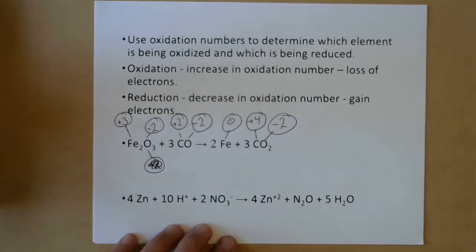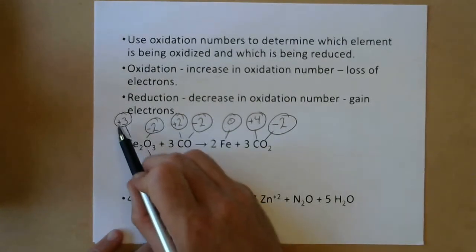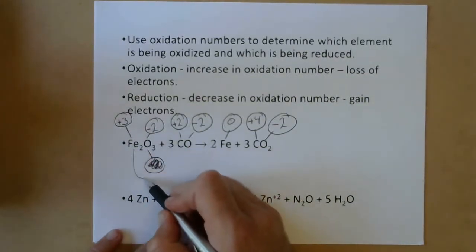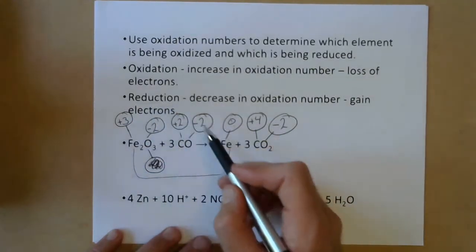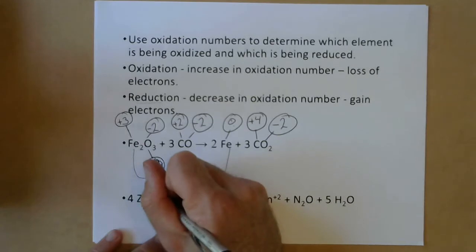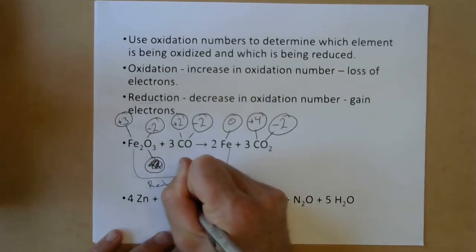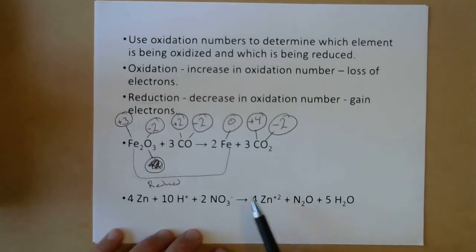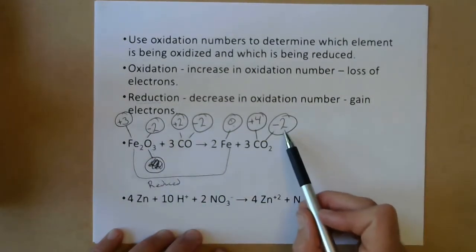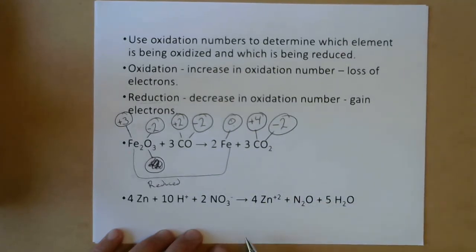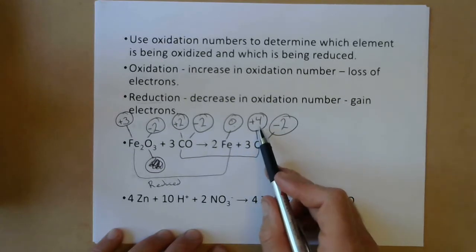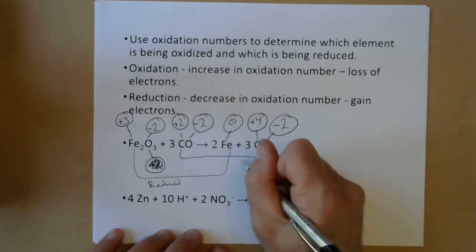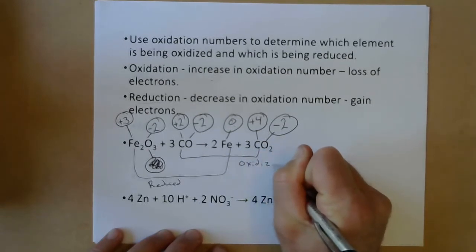All right, so now that we've assigned oxidation numbers to everything, we can see what's being oxidized and what's being reduced. The iron started at +3 on this side of the equation, and then the iron over here is at 0. So if it goes from +3 to 0, it was reduced because it had a decrease in its oxidation state. So the iron is being reduced. The oxygen started at -2 and it ended at -2, so nothing happened to the oxygen. And then the carbon started at +2 and went to +4. So since it had an increase in its oxidation number, it was oxidized.